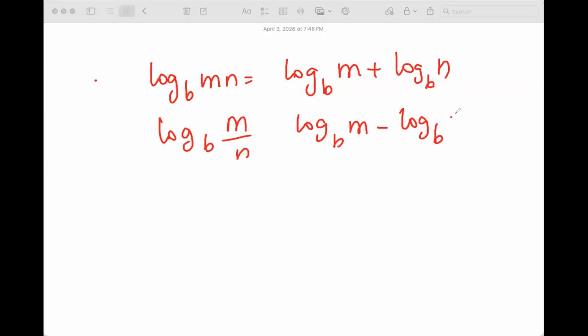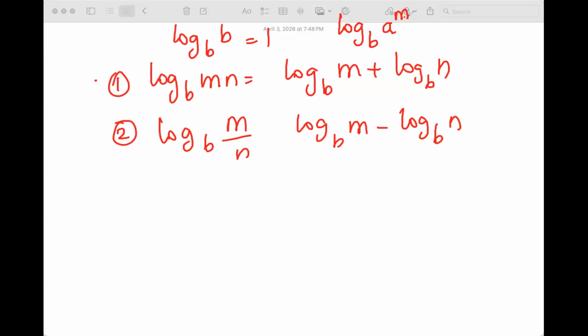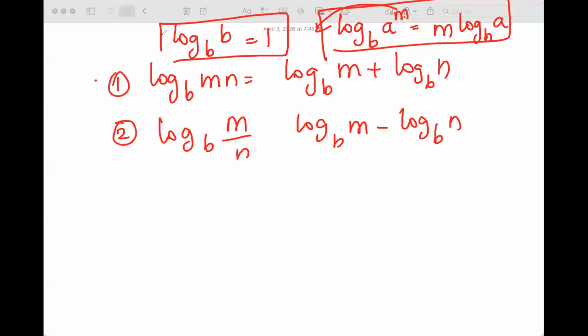Let me see. Log base b of n. So this is the first property, second property, and I already told you log b to the base b, same base and same number, is always 1. Yet another thing is, suppose I have log base b of a to the power m, meaning a number to the power, the power can be brought to the front as m log a base b. This is how I can write. Okay, this is 1, this is 1, and this one I want you to know.